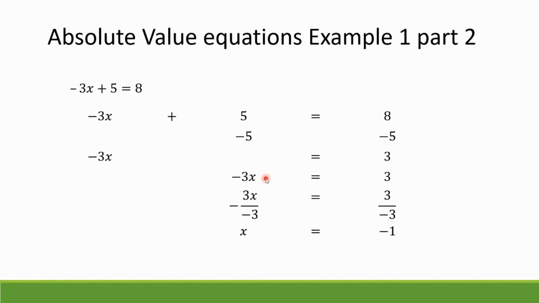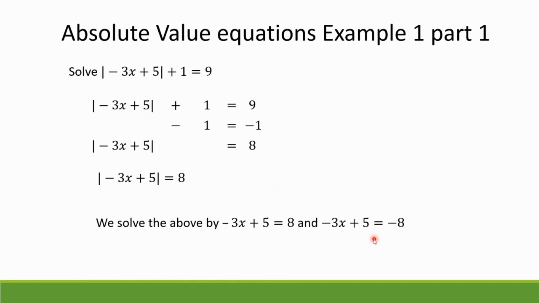Well, again, we want x all alone. So the negative 3 we want out of there. So we divide both sides by negative 3, and that kills off this negative 3. And so x is negative 1. So that's one solution. But are we done? No. And why are we not done? We have this second equation to solve.